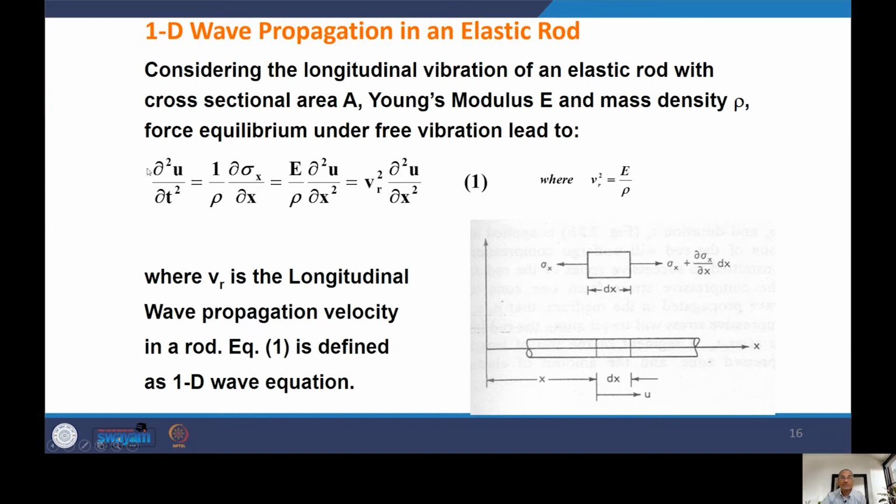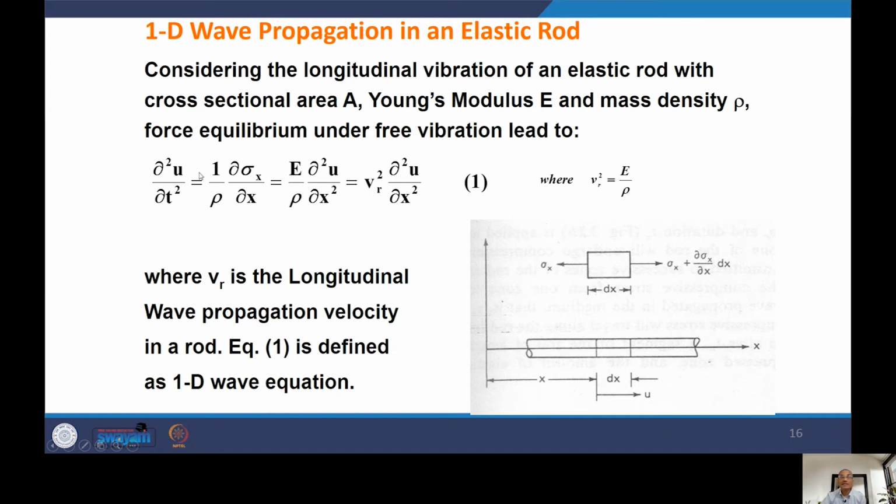Okay, and this additional stress will create a force, and this force can be equated from Newton's second law, that is, force is mass multiplied by acceleration. Del squared u by del t squared gives you the acceleration, and if you multiply by rho, it gives the force per unit volume, which can be equated to del sigma over del x, and sigma x is nothing but E multiplied by strain, where strain is del u by del x. So if you substitute E times strain, then we end up with this result.